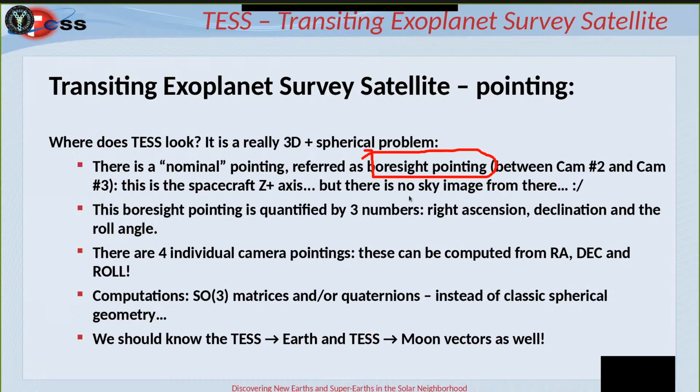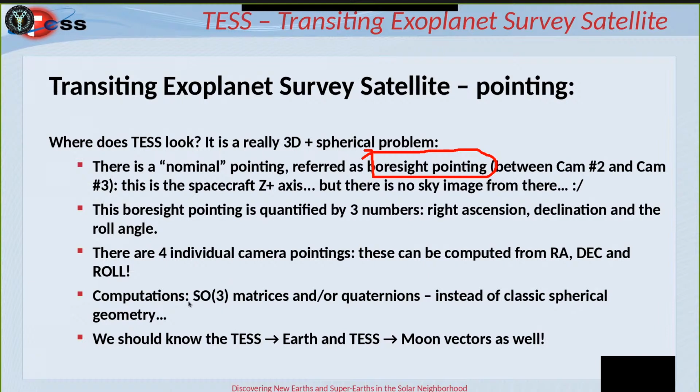But it is interesting that at the nominal pointing, there is no sky image. This pointing is just between two TESS cameras, and all of the four cameras point somewhere else, and this somewhere else also depends on the roll angle of the spacecraft. So there are basically three numbers: right ascension, declination, and the roll angle that you have to define when you ask, please tell me which part of the sky is observed by TESS.